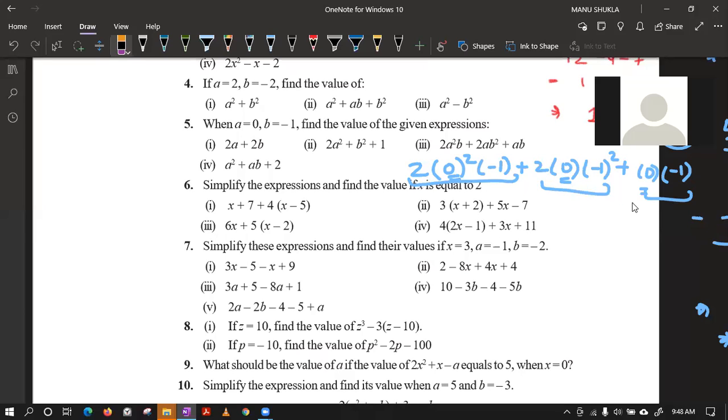Let us see. Ashmit, please tell, are you clear with the statement right now? This first one where I have put in the value. Is this one clear? I have replaced the a with 0 and b with -1. Is this clear to you?